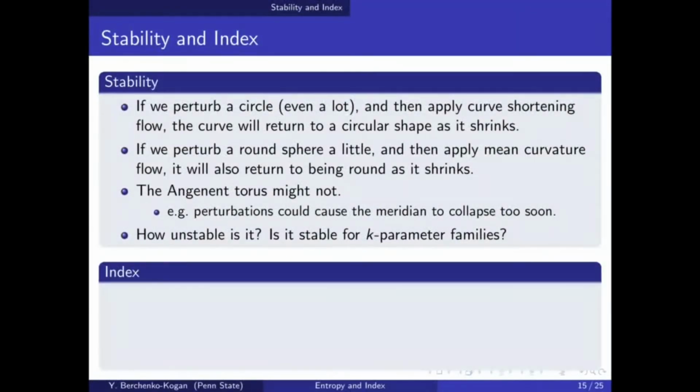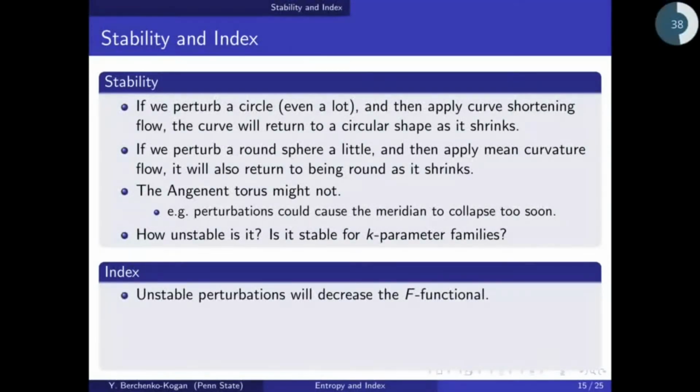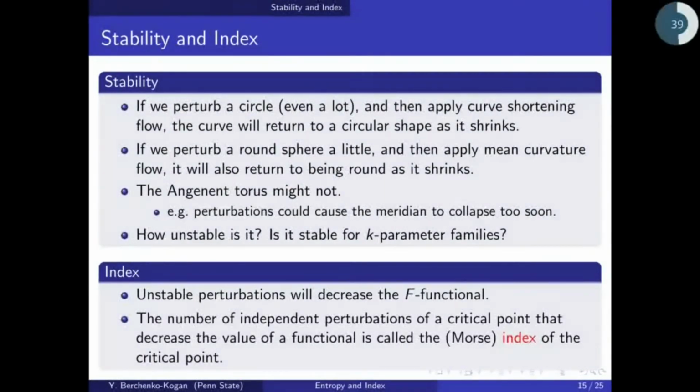All right, so let's discuss index. Unstable perturbations of a self-shrinker will decrease the F functional. And so essentially we're doing something that is just the index from Morse theory, the index of a critical point. If you're not familiar with that, I can do a very quick introduction. You can think about critical points as being perhaps a mountaintop, where it's flat, but if you move in any of the two-dimensional space of directions, you will end up going downhill.